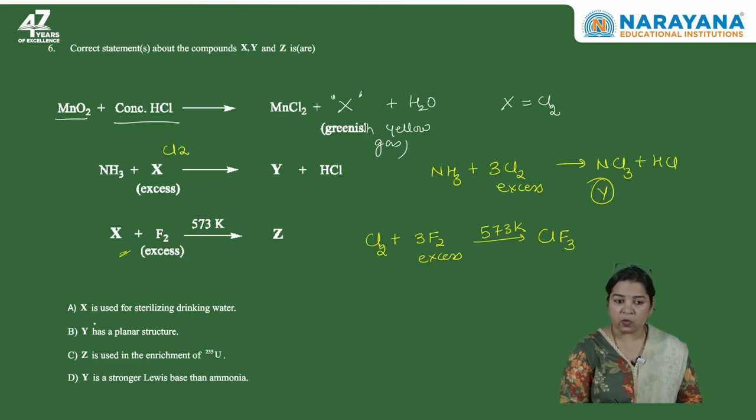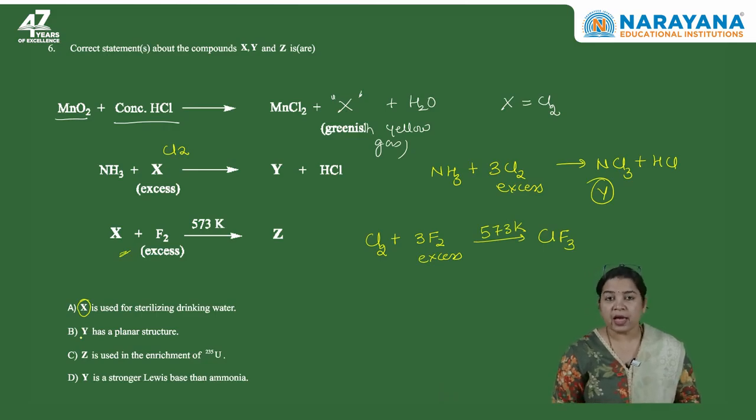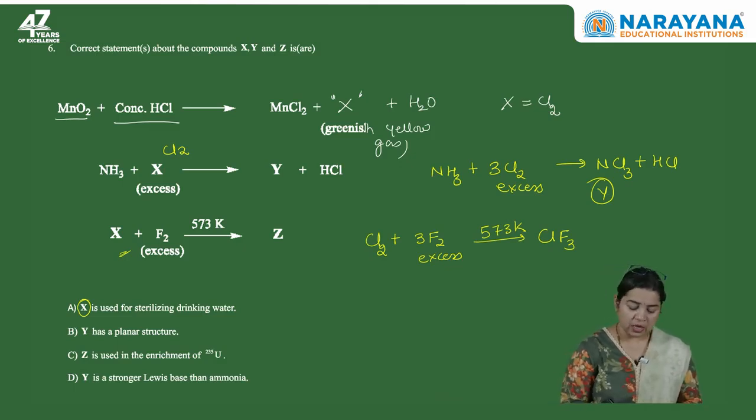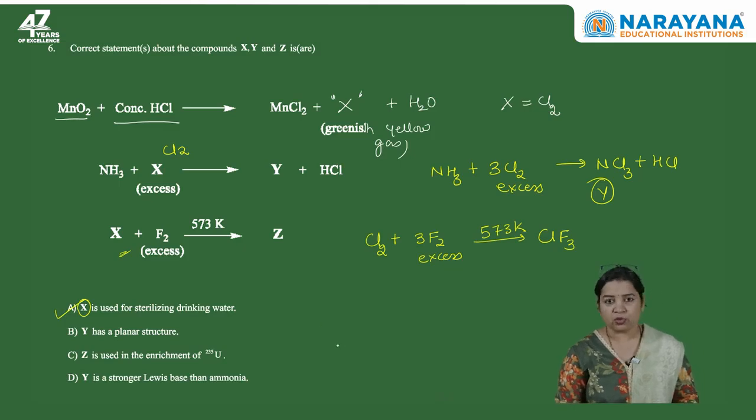Now let us start. What are the options? Let us start the options. A: X is used for sterilizing drinking water. So what was X? Chlorine. Yes, we use chlorine as a bleaching agent and as a sterilizing agent for drinking water. It is sold under several commercial names, some of them like ChloriClean, ChloriWatt. These are some commonly used commercial names for chlorine that is added to drinking water. Okay, so this statement is true.